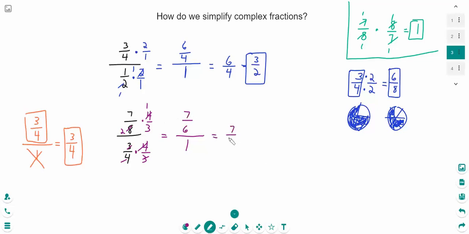And of course, this is just going to be 7/6. I could make this proper, but we'll just leave it improper. All right. That is how we would divide these two fractions, 7/8 divided by 3/4.